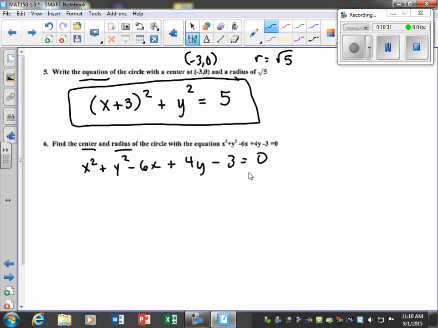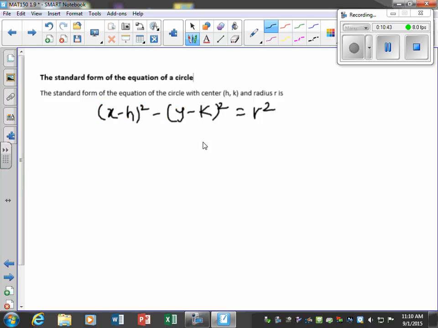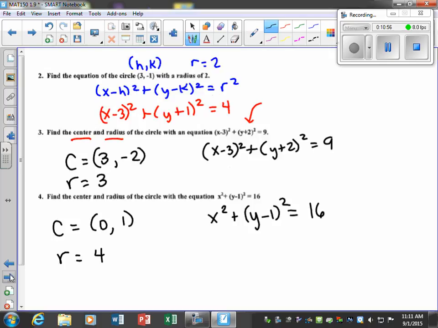What we're going to have to do is use our complete the square method with the x variables, complete the square method with the y variables, and convert it back into the standard form of the equation of a circle that we were given. So we've got to do some extra work. We're going to use complete the square to get it into this form, and then you'll be able to spit out the center and radius like the other problems.